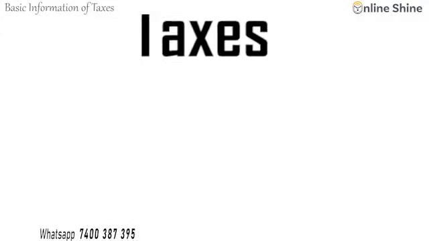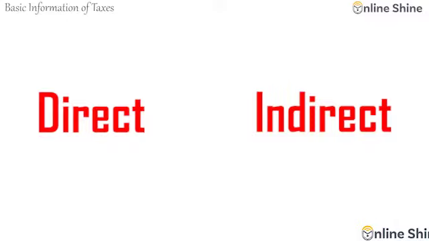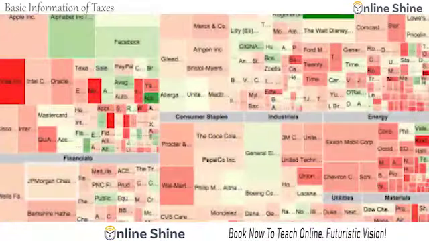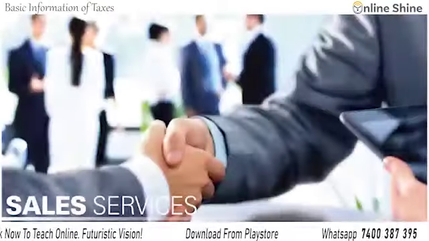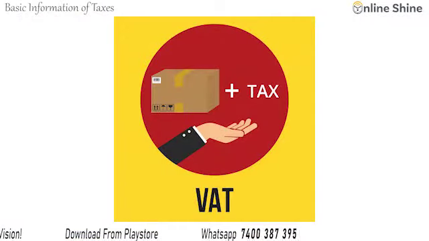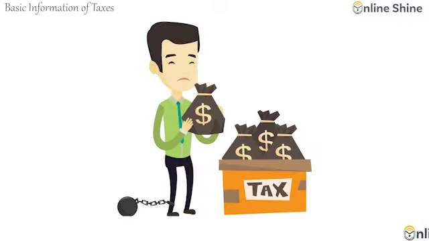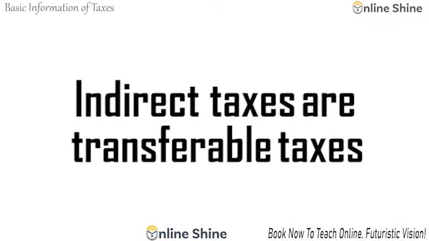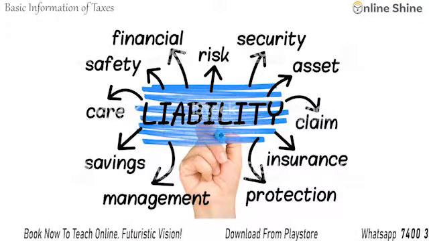Let us now look into the types of taxes. There are direct taxes and indirect taxes. You pay some of them directly, like income, corporate, wealth tax, etc., while you pay some of the taxes indirectly, like sales, services, and value added tax, etc. Direct taxes are non-transferable taxes paid by the taxpayer to the government, and indirect taxes are transferable taxes where the liability to pay can be shifted to others.